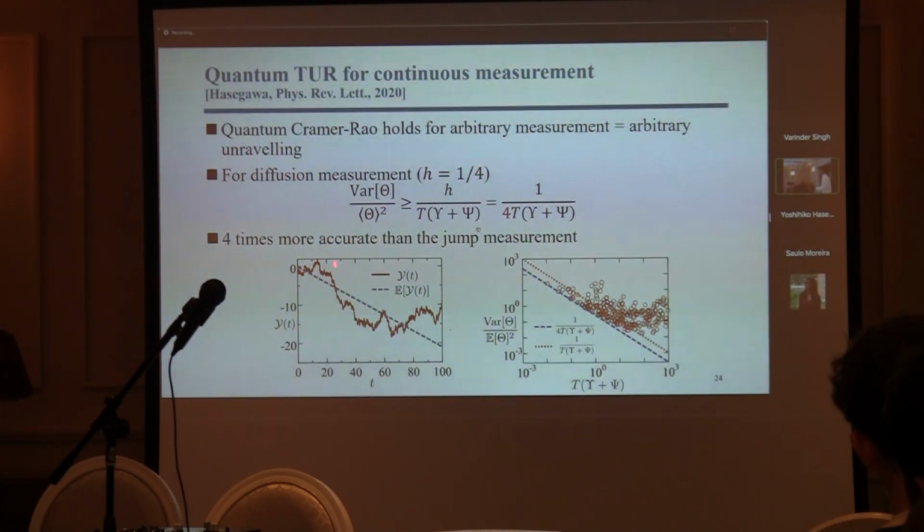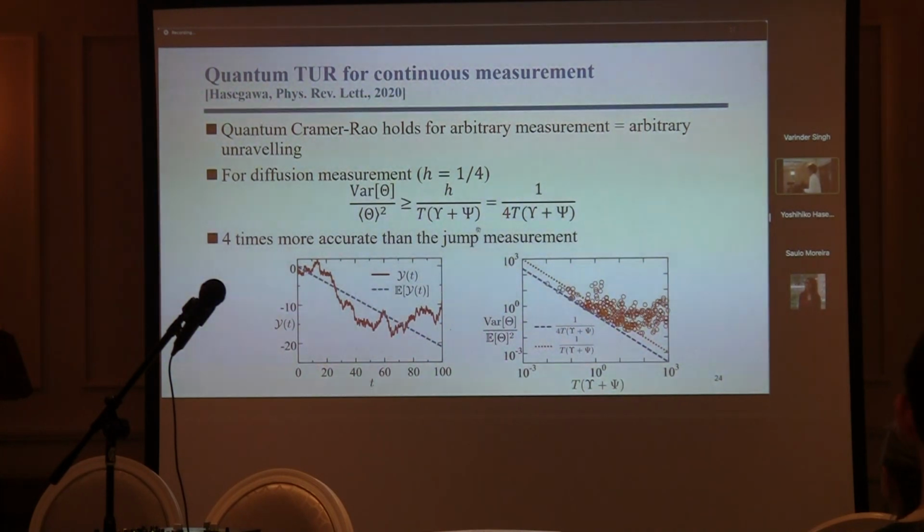And this is an example of an observable, and this is a simulation result. And this dashed line is 1/4 of the jump measurement case, and this dotted line is the jump measurement case. So we see that some points are below this dotted line. So diffusion measurement can be more accurate than the jump measurement case.